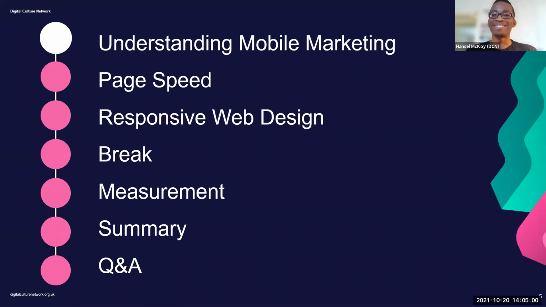So let's talk about mobile marketing. This is the agenda for today. We're going to start off by understanding what mobile marketing is. We'll then go into page speed. We'll be talking about how to make a website more responsive for mobile devices. We'll have a short break. We'll be discussing how to measure all of the things that we'll be talking about today. I'll summarize it all, and then we'll have a Q&A. So there'll be a lot to learn, and there'll also be plenty of room to ask questions as well.